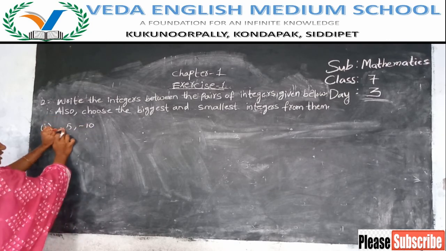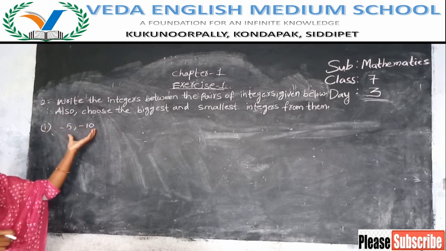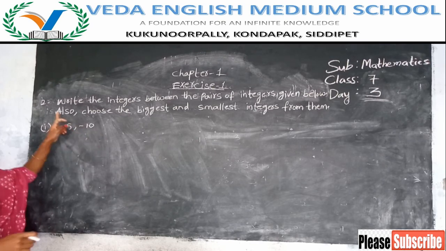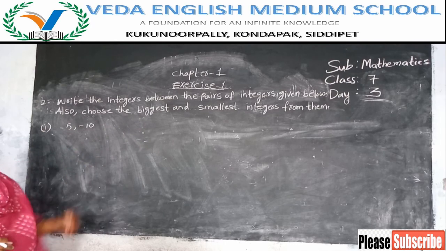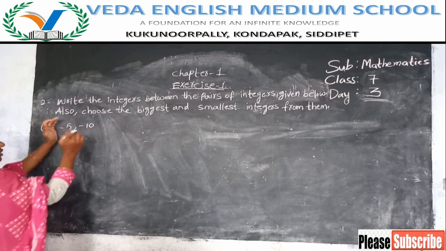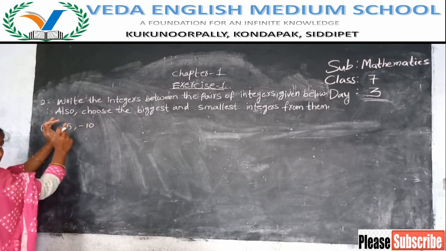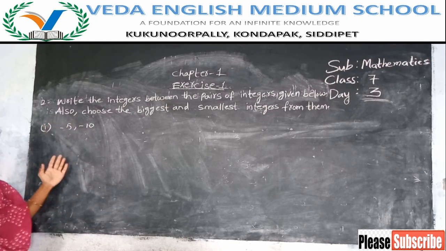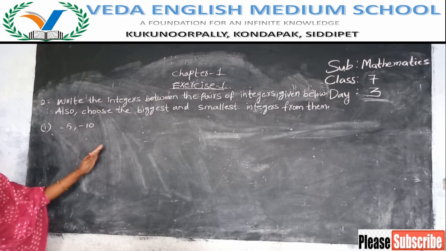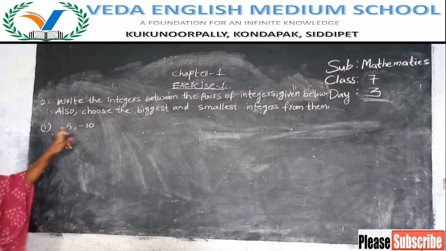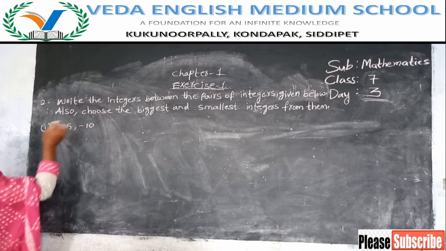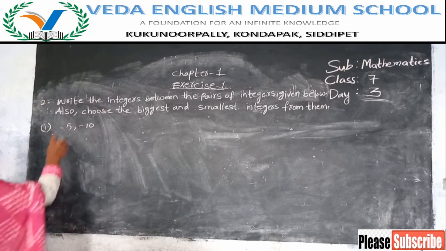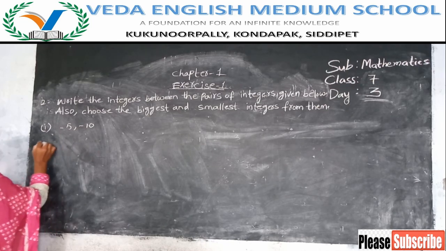That means between -5 and -10. How many integers are there between -5 and -10? Now we have to find it. Also choose the biggest and the smallest integers from them. We have to find how many integers lie between -5 and -10, and out of all the numbers, find the greatest integer and the smallest integer. For that I am drawing the number line.